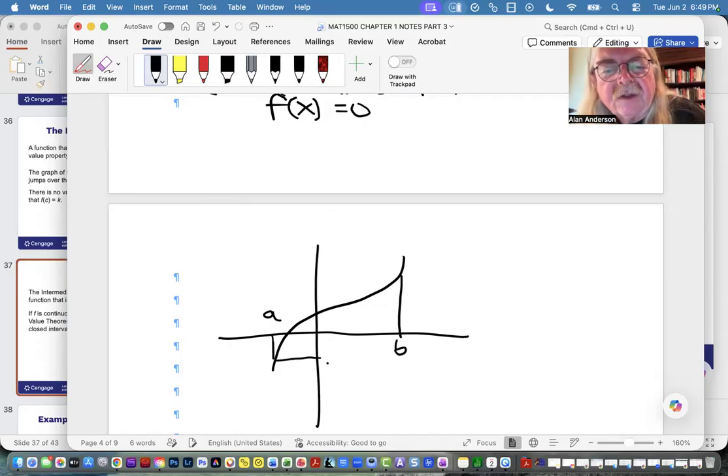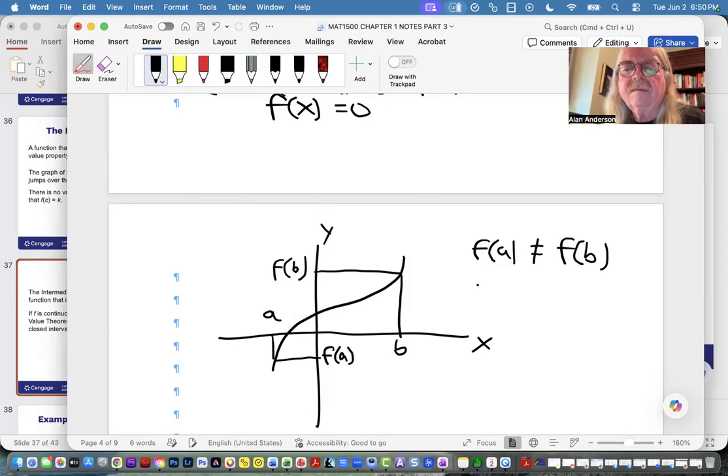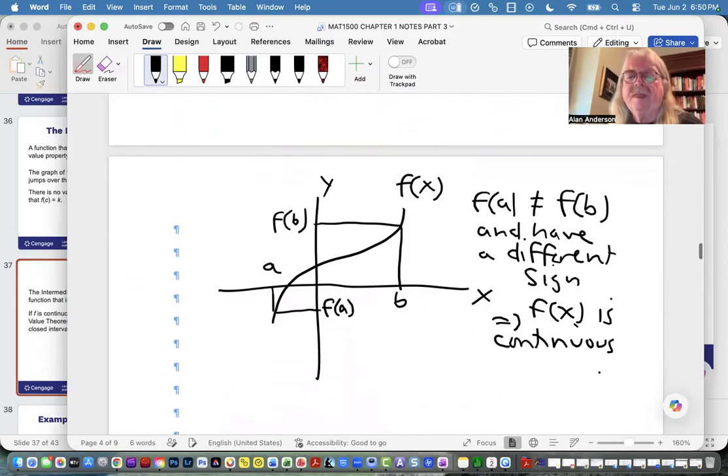So here's our f of A, which is clearly a negative number, and here's our f of B, which is a positive number. So in other words, not only are f of A and f of B different from each other, they have a different sign. It doesn't matter which is which. And of course, we have to assume that the function is continuous over the interval AB, the closed interval.